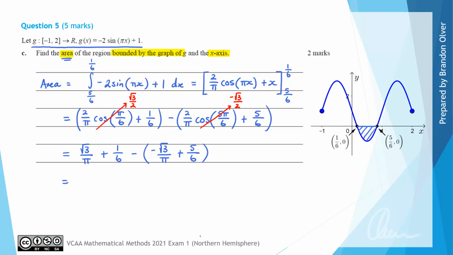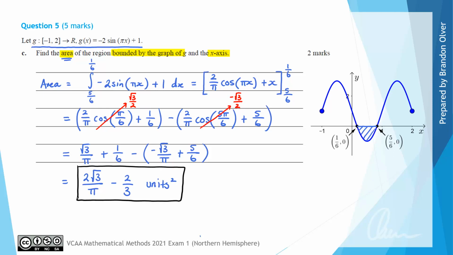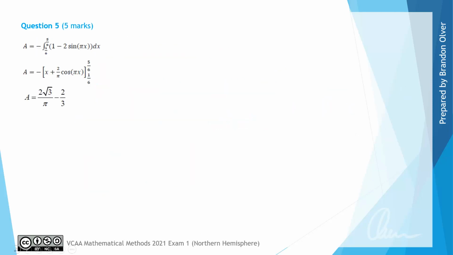So this is actually going to be root 3 on pi, subtract negative root 3 on pi, which gives positive, so it's going to combine to give 2 root 3 on pi. And then we're going to have 1 on 6 take 5 on 6, which is actually negative 4 on 6, which is negative 2 on 3. That's an area, so I can say that that's units squared, and that is going to be the answer for part C of this question. From the examiner's report, we can just identify that we got the same answer as they did.